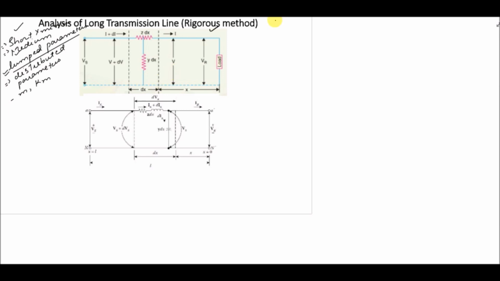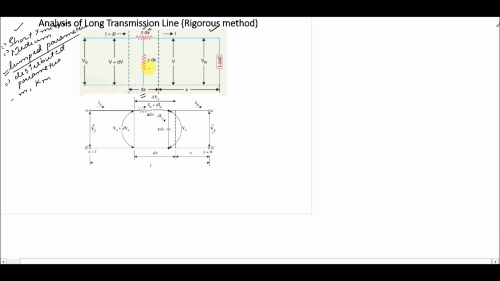As a starting point, we are considering a small portion of the long transmission line in which the portion dx, which is a small length of the line, is considered, and the impedance for that particular portion is z dx. Z is the total impedance of the line and the small portion length is dx, so the impedance of that small portion of the line is actually z dx. This is the length of the portion that is under consideration.